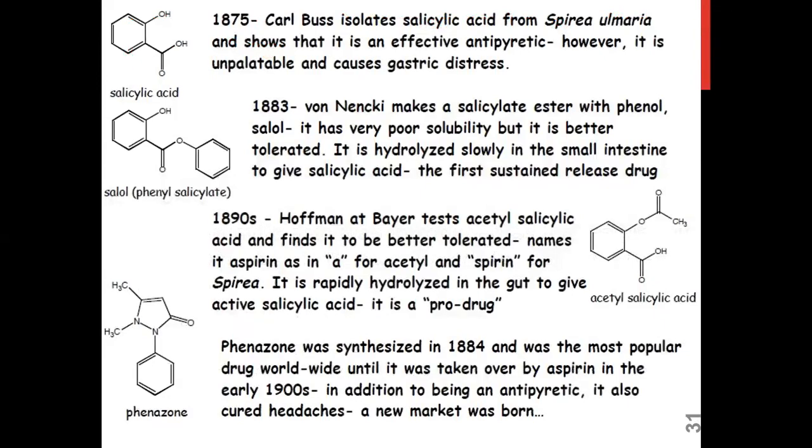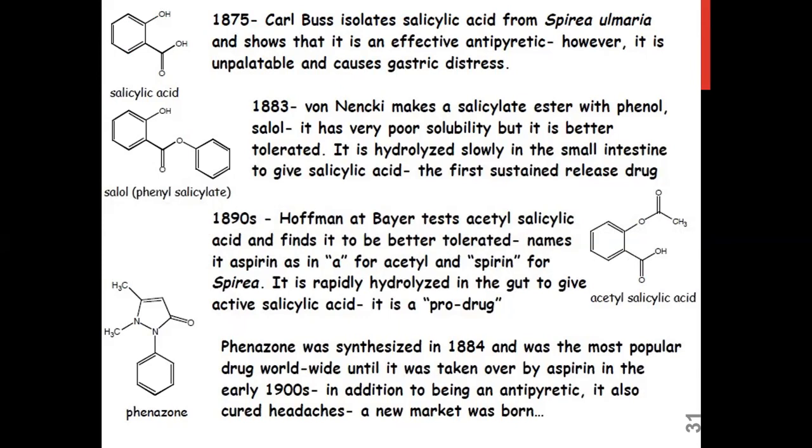This particular example tells us the evolution of the drugs. First is salicylic acid. Later, salol, phenyl salicylate, was prepared, which showed an improved solubility parameter and was better tolerated. Hoffman in 1890 at Bayer tested acetyl salicylic acid with good advantage, and now this is being used widely and is rapidly hydrolyzed in the gut to give active salicylic acid. It is an example of a prodrug which is in the market.